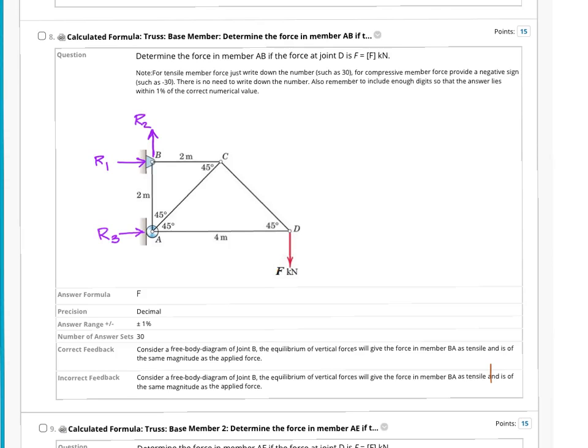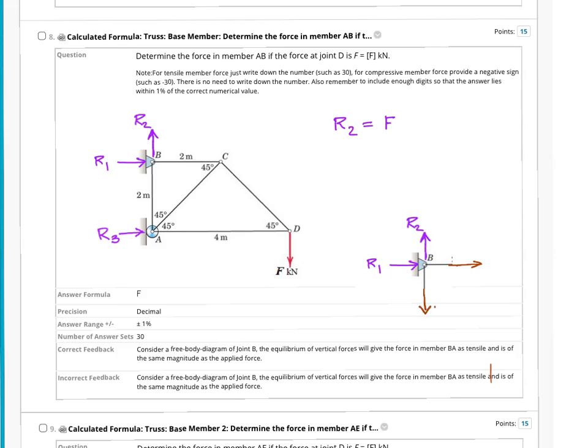Now by considering equilibrium of the whole structure, R2 must be equal to F, and R2 will act in the upward direction as shown. To calculate the force in member AB, we need to isolate joint B with the reaction forces shown there. As we have made a cut, there would be a force in member BC and there would be force in member BA.